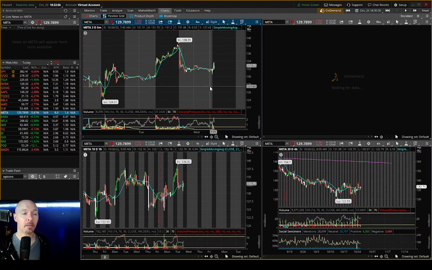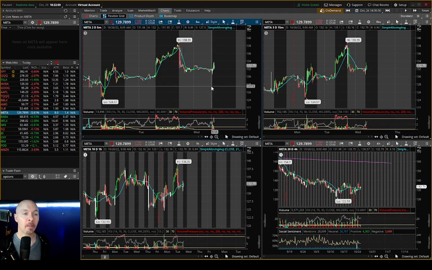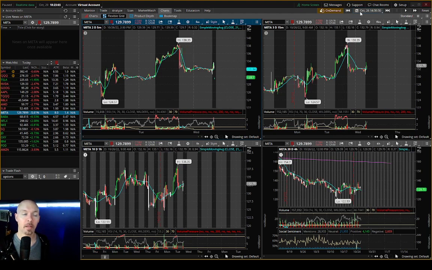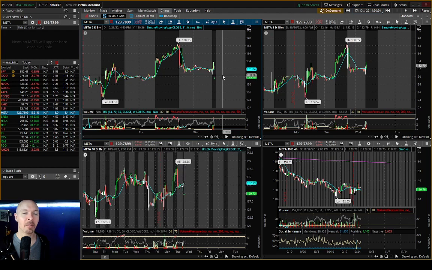But if we take a jump here towards the end of the day, we can see that Meta is still trying to update itself here. The chart is struggling. We'll give it a couple seconds here. But I can tell you what happens here because I remember the trading day. It was just a couple days ago.